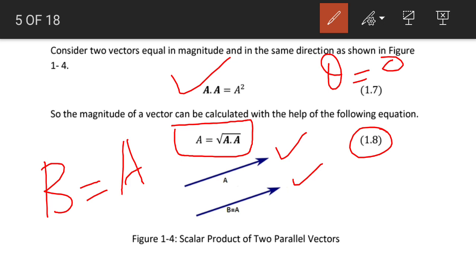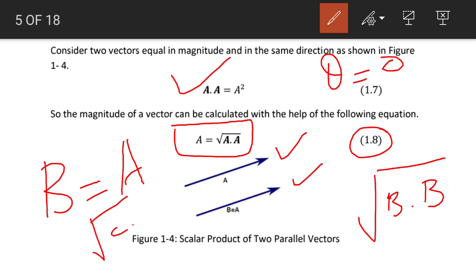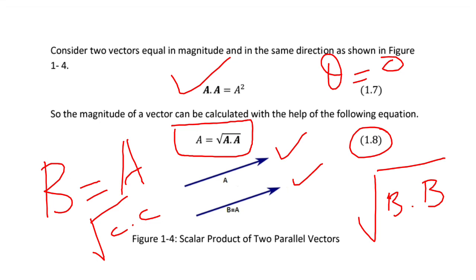So the magnitude of vector A will be equal to under root A dot A. So this is how we calculate the magnitude of a vector quantity. The magnitude of vector B will be equal to under root B dot B. Similarly, the magnitude of vector C will be equal to under root C dot C, and so on. So this is how we calculate the magnitude of a vector quantity.